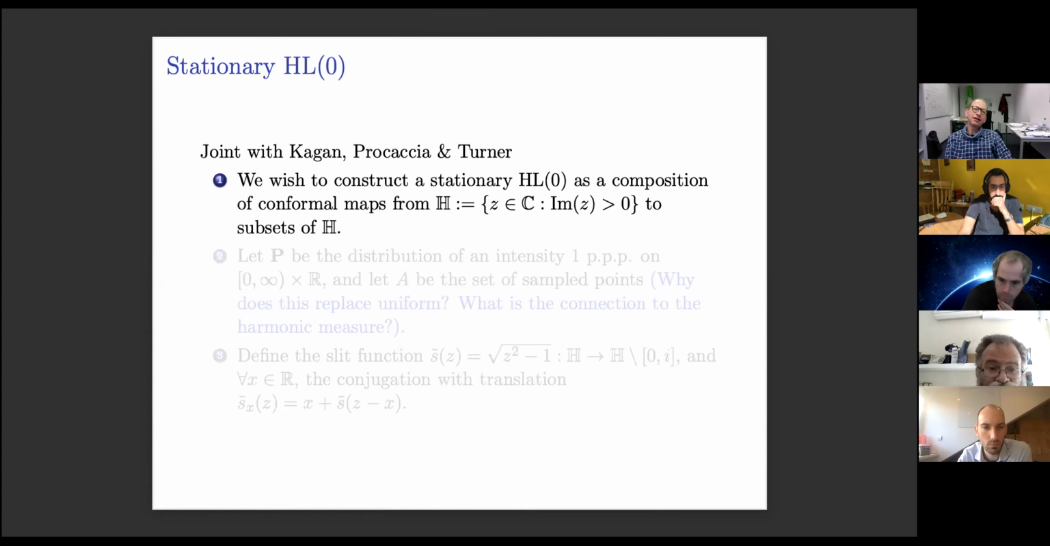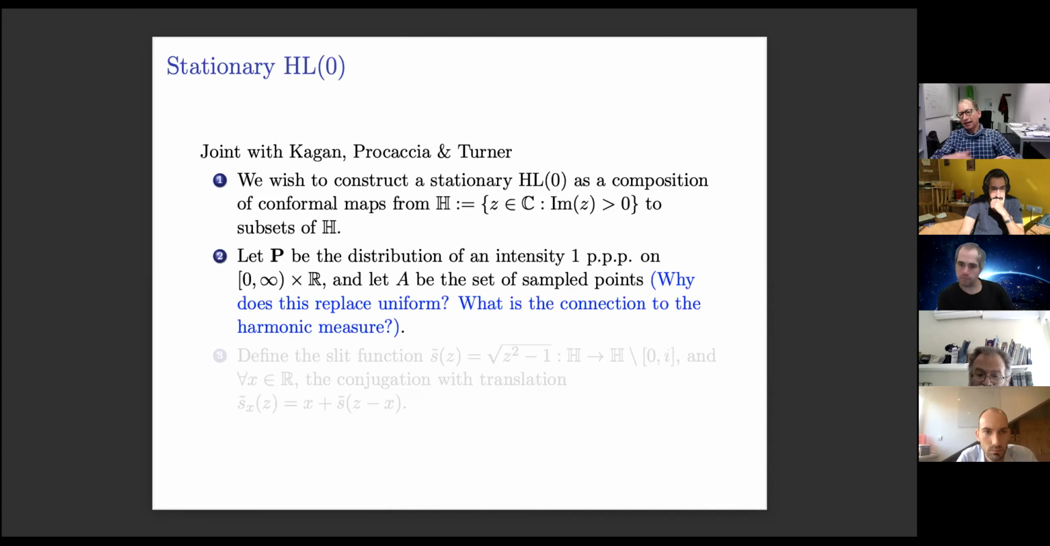Okay, so how do we want to define the stationary Hastings-Levitov? We want to construct the stationary Hastings-Levitov zero as a composition of conformal maps from the half plane. So now we live on the half plane. We start with just the real line, and the open half plane is the complement. And we want to add again and again a slit map. So I'll define what a slit map is. We take P to be an intensity 1 Poisson point process on 0 infinity times R. What is 0 infinity times R? You can think about it as the half plane, but we don't mean it to be the half plane. 0 infinity is the axis of time, because at any time there are always new arrivals, and R is the real line, where these arrivals occur.